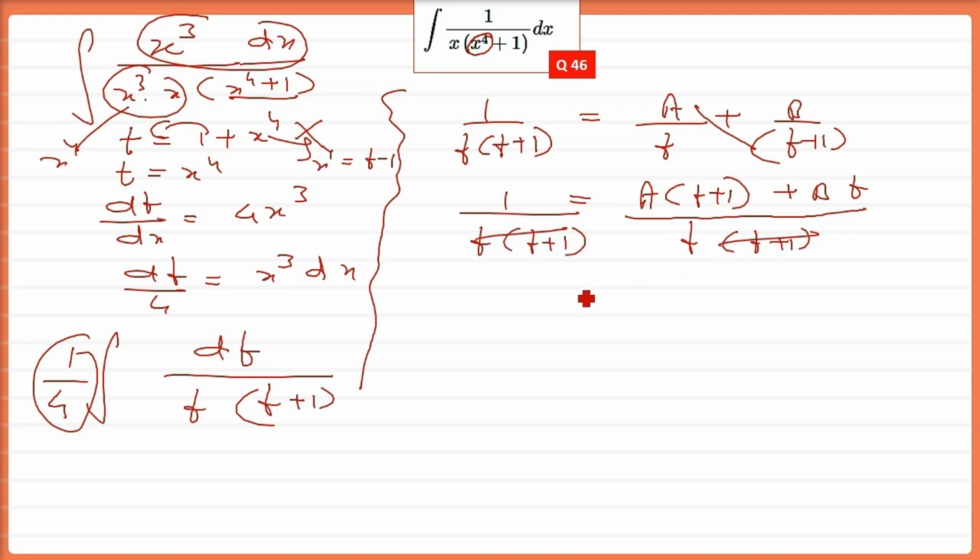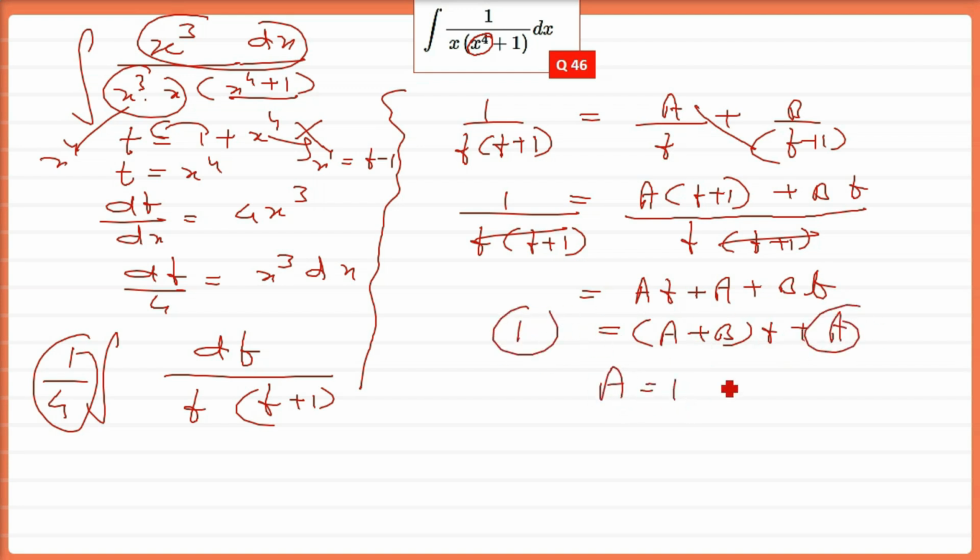So just cancel this out. At plus A plus Bt equals 1. You can take this t common: (A+B)t will come, and then A will come. So 1 on the left. From here directly A becomes equal to 1 and A+B becomes equal to 0. When you put A equals 1, B will be equal to negative 1. So you'll get 1 by t minus 1 by t+1.